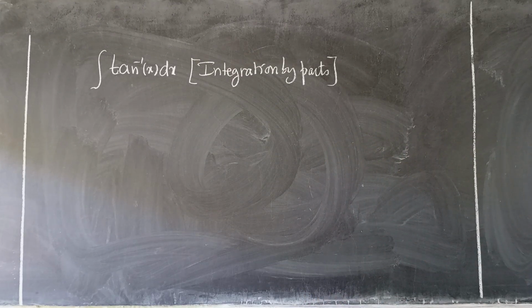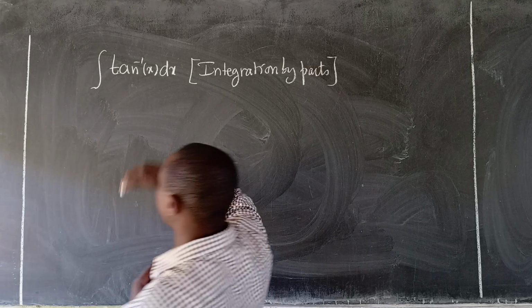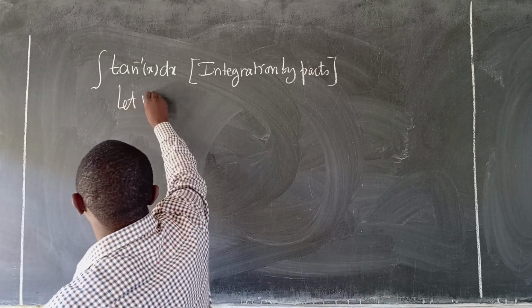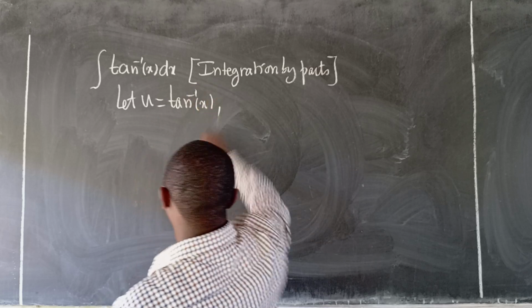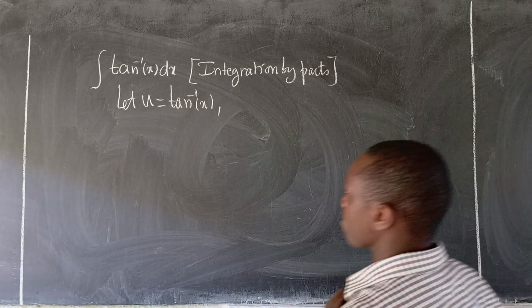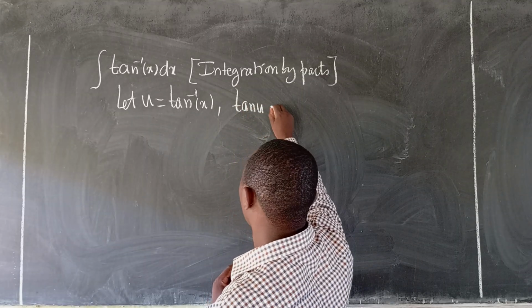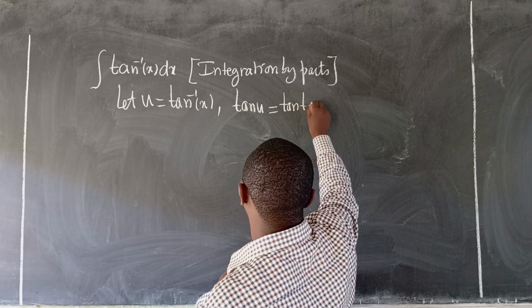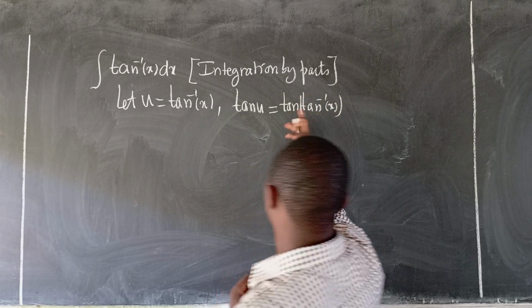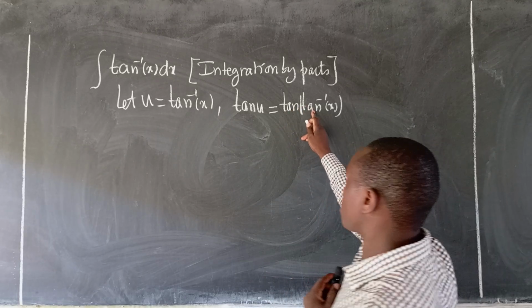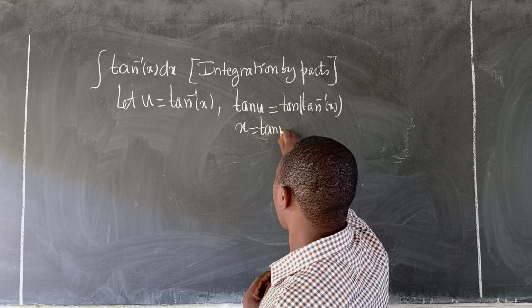To integrate this, I will let u be tan inverse x. Applying tan everywhere, we have tan u, which is tan of tan inverse x. Tangent and its inverse cancel one another, so we have x equals tan u.